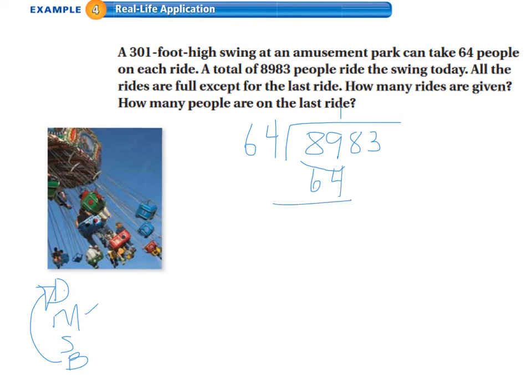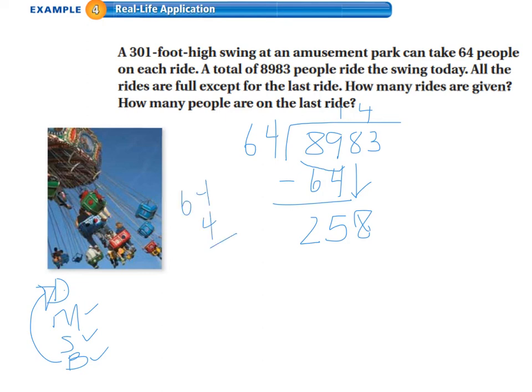That's the multiply. Subtract is next. 9 minus 4 is 5, and 8 minus 6 is 2. And the bring down. 258. How many groups of 64 are there in 258? There are 4 groups of 64 in 258.